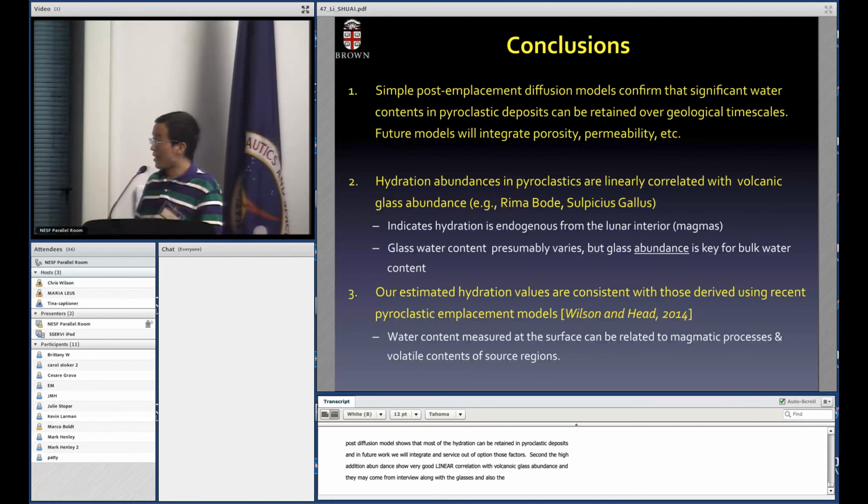Third, our estimated hydration values are consistent very well with those derived from pyroclastic emplacement models. And this may tell us the water content measured at the surface can be related to the magmatic process and the volatile content of source magmas.